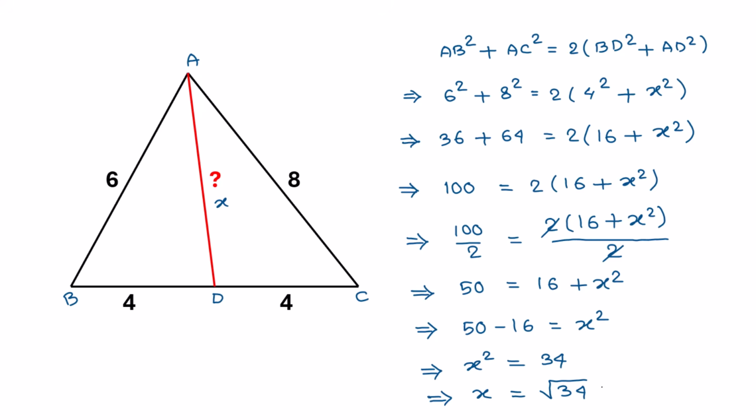And the approximate value of this X is 5.83, and the length of this red line approximate will be 5.83 unit. And this is the solution of our given problem.